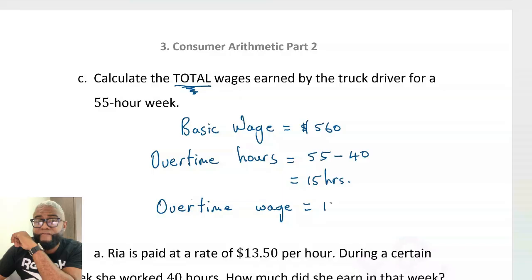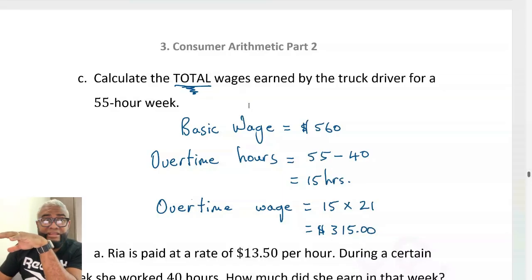Overtime wage would be 15 multiplied by 21. And what do we get here? 315. Yeah, 315. Everybody should be getting these things correct.